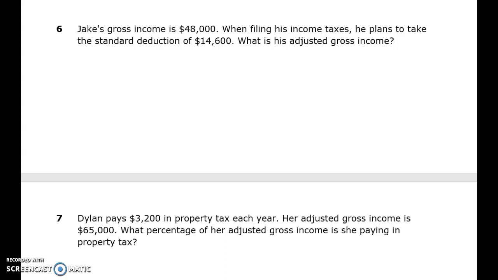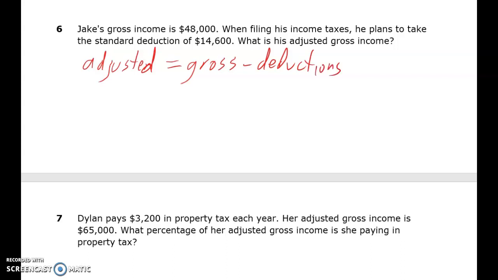All right, the math on this one is real simple. You just have to understand what it's asking. So the adjusted, which is what we're looking for, is the gross income minus any deductions. That's it. So his gross income is 48,000.